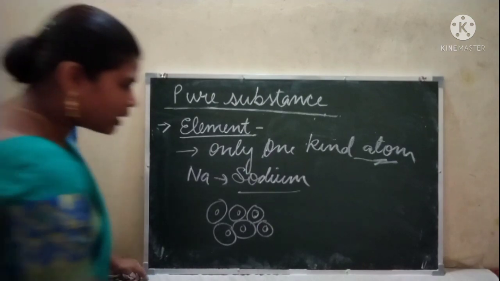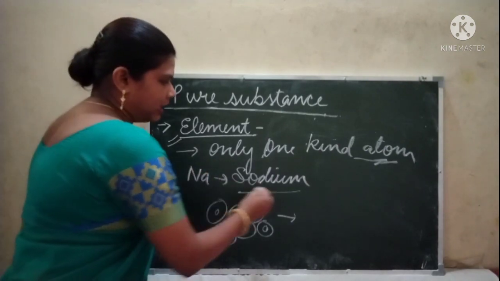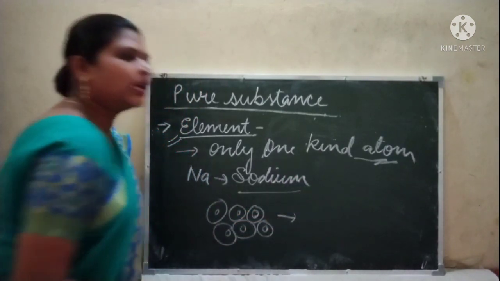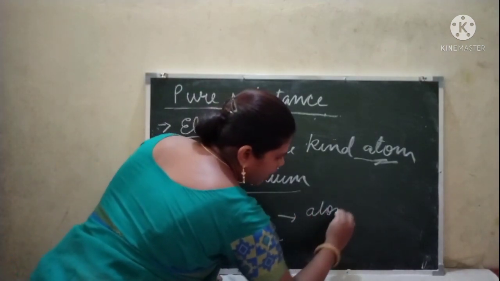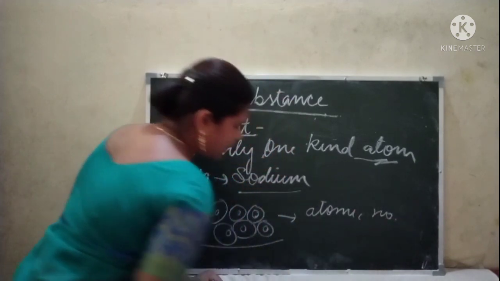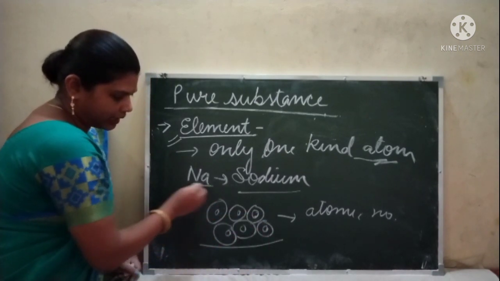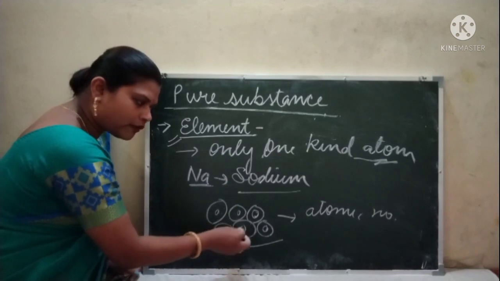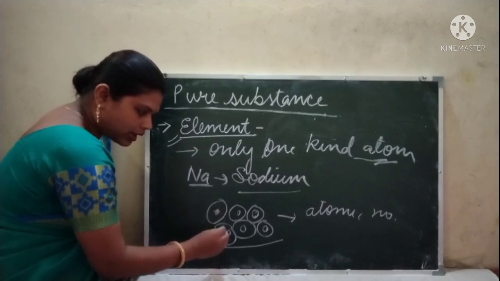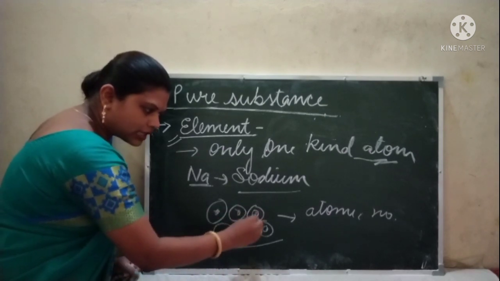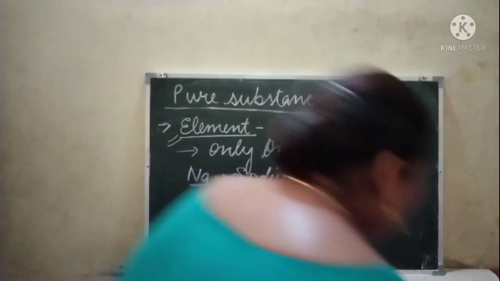Okay, so that means one element will have the same atomic number, because the atoms of the element are all the same type. The sodium element has the same type of atom, and all the atoms will possess the same number of charge in them, and that's why it will have the same atomic number.